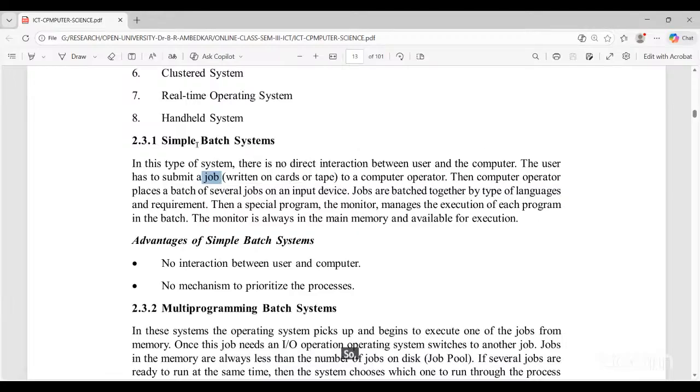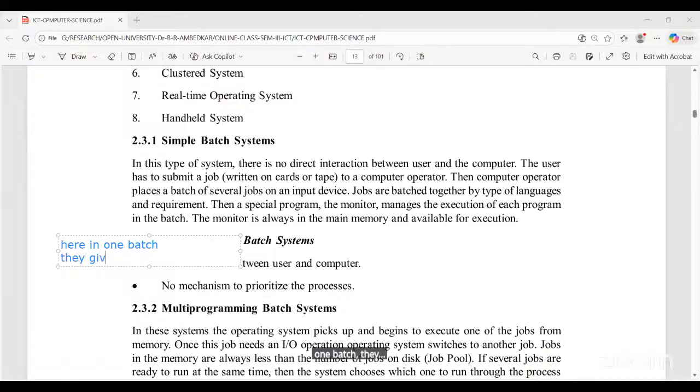This type of job or this type of input is called a batch. Batch-wise they used to give it. In one batch they give 10 jobs. So 10 jobs is one batch.